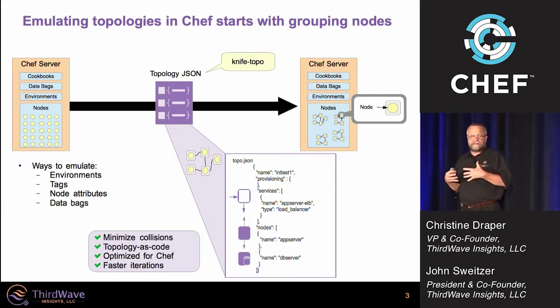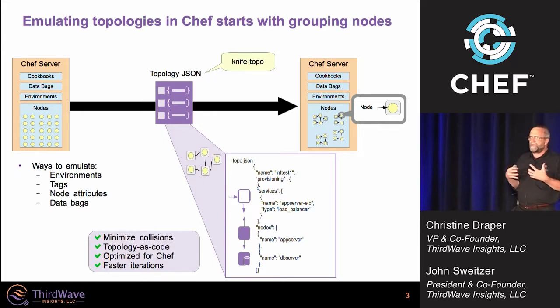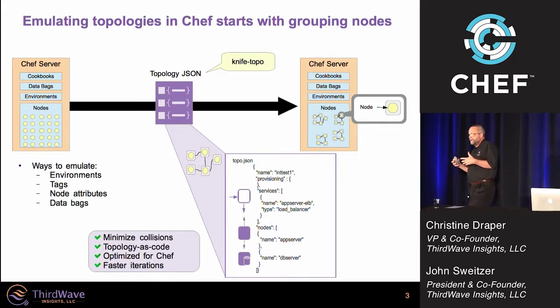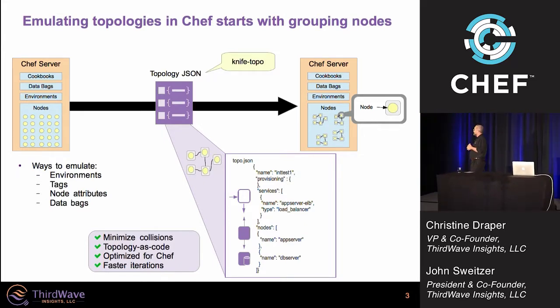For the work that Christine and I have been doing, we're actually not taking advantage of those mechanisms. We created a new artifact, which we refer to as a topology JSON, which goes in and out of a knife topo plugin. Now, some of you in the room are going, great, another artifact that we have to deal with. We had some specific reasons for doing that.